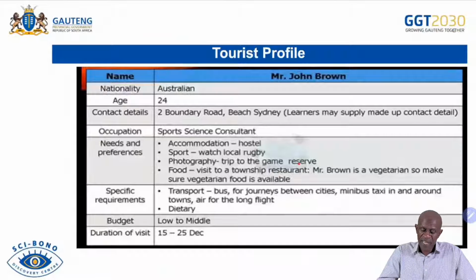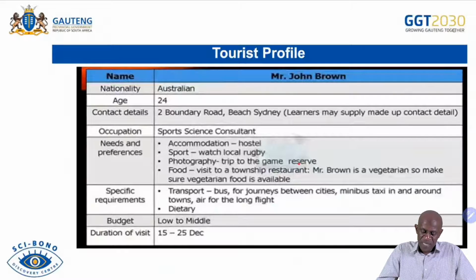We'll further unpack all these aspects of the tourist profile as we move further. Another important aspect of the tourist profile is that of budget. Budget, you'll talk of affordability.